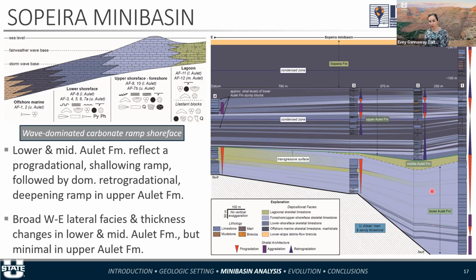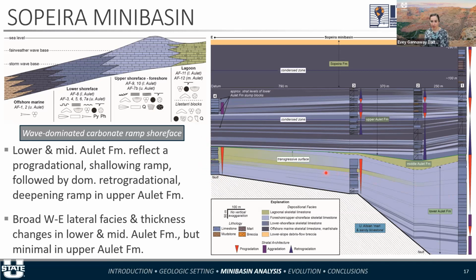So these progradational lower and middle Aulet, followed by retrogradational upper Aulet, we have a very distinct transgressive surface that you can see here in green that separates these two. So another important takeaway is the facies distribution, or lack thereof in some cases, of these units from west to east, again, left to right here. So I mentioned lesser occurrence of lower shore face facies here in the west and lagoonal facies here in the east.